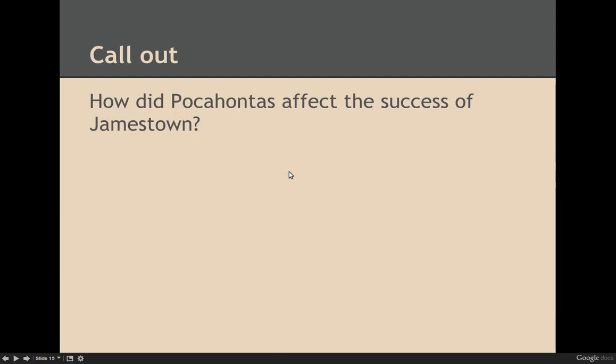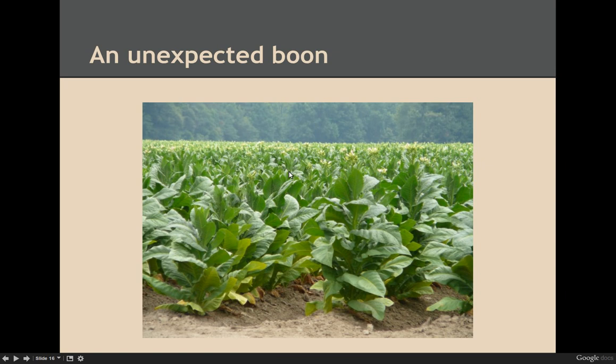So there's a question: how did Pocahontas affect the success of Jamestown? The answer is she helped the Powhatan tribe and helped bridge the gap between the two. But then her husband, John Rolfe, exported the first cash crop of the English colonies, and this is a picture of it. So if you can take a guess as to what this plant is, it was the first major cash crop of the English colonies.